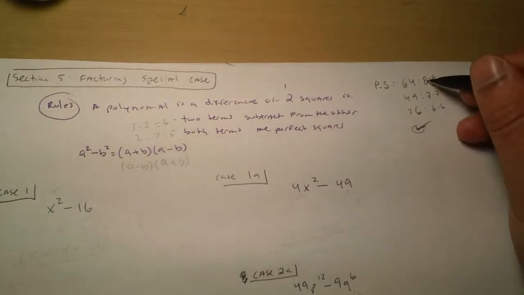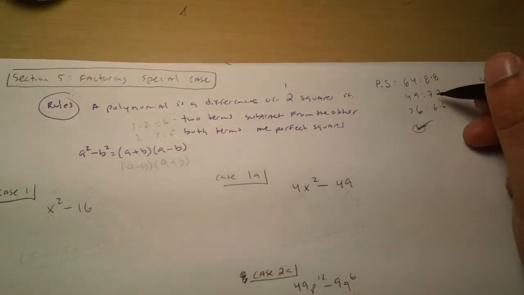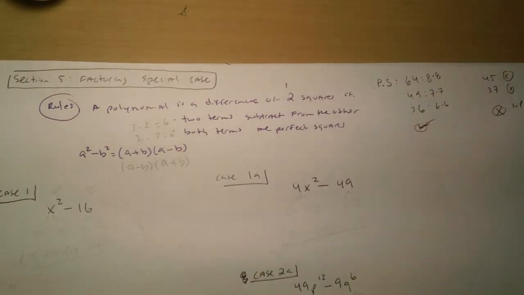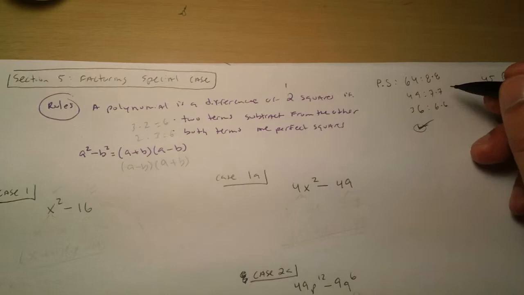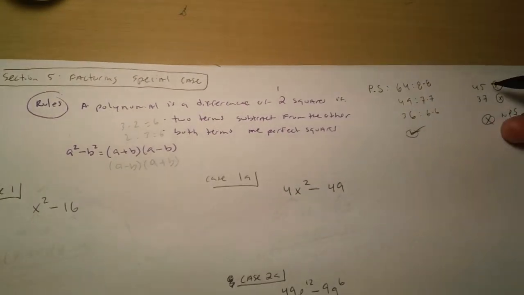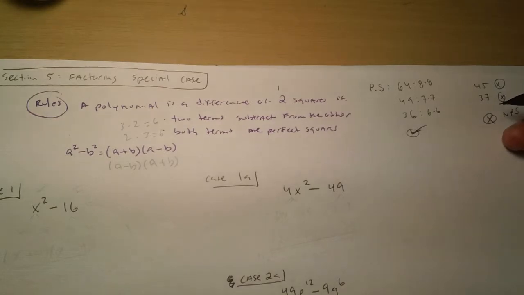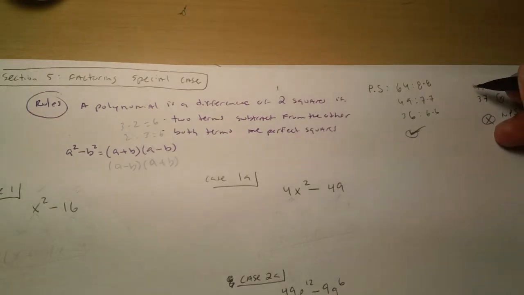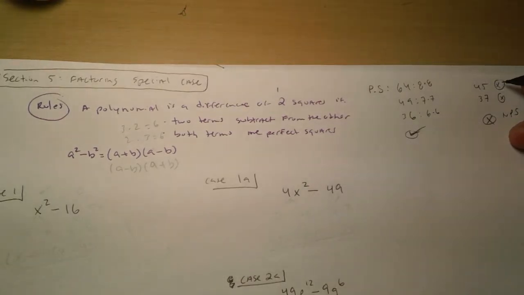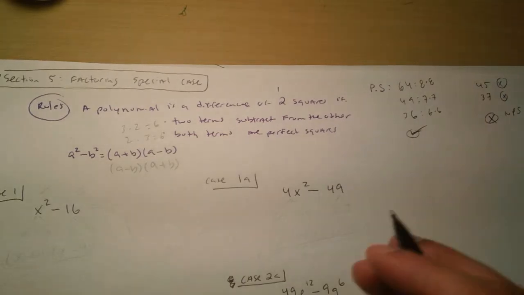So 64, 8 times 8 will give you 64. 7 times 7 will give you 49. And 6 times 6 will give you 36. Those are examples of perfect squares. Examples of not perfect squares are 45 and 37, simply because if you apply the square root to them, they will probably give you a decimal number. You cannot find a whole number that, whenever it's multiplied by itself, will give you 45 or 37.